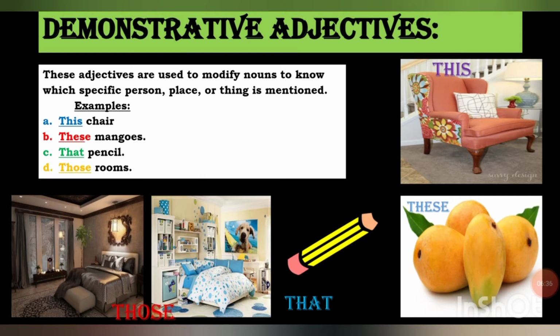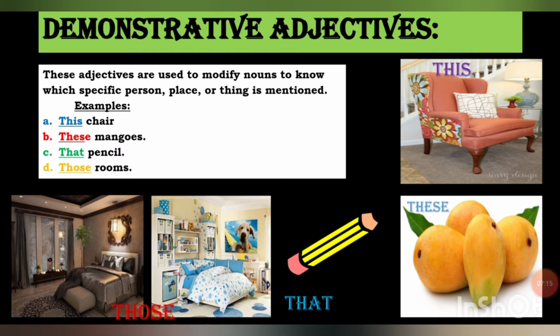Now, demonstrative adjectives. These adjectives are used to modify nouns to know which specific person, place, or thing we're talking about. So, for instance, if I say this chair, look at the chair. This chair, you know which chair I am referring to. This boy, you know the boy I'm talking about. This comb, this pen, it is this pen. Okay? Now, these mangoes, these are the mangoes I'm talking about. Look at them, it's these ones. Okay?